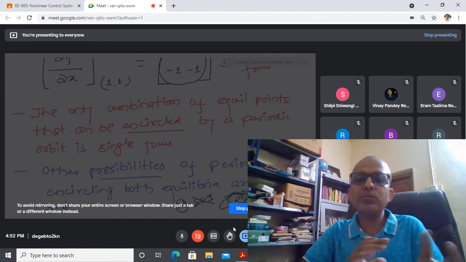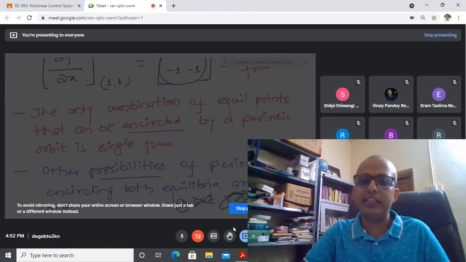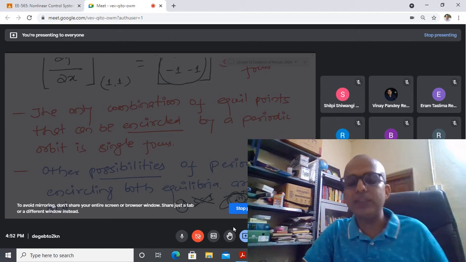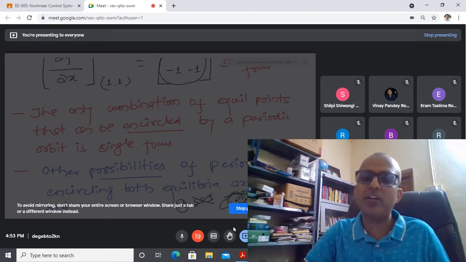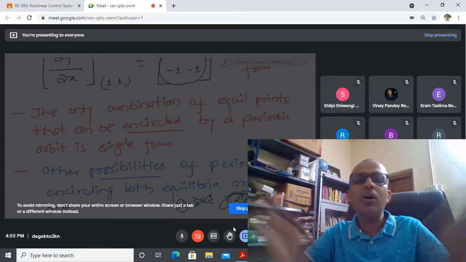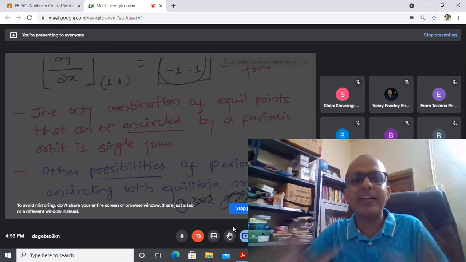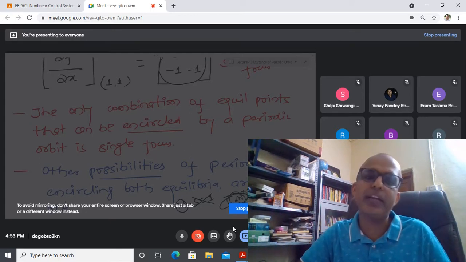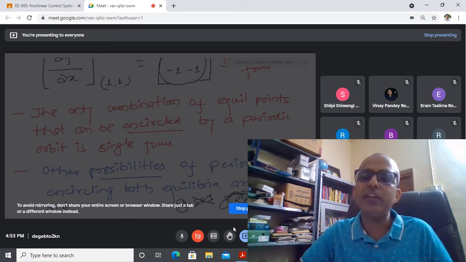So we have to talk about both possibilities, and particularly for second order systems I have three different theories. Using them we can talk about the existence of a periodic orbit. We don't know what the shape of the periodic orbit is, but at least we can talk about its existence. So with this remark I am going to end today's lecture.